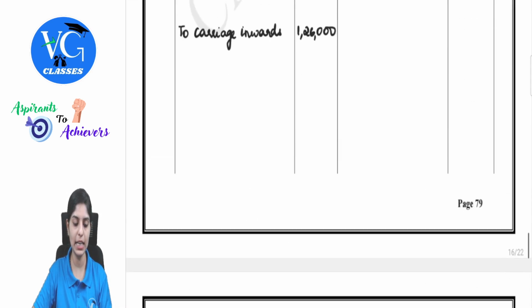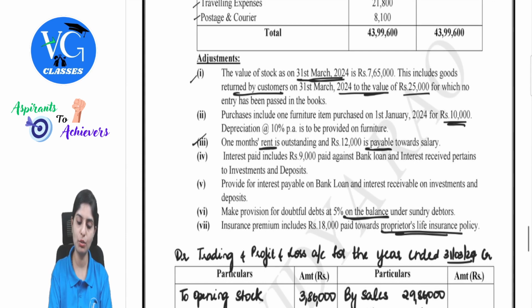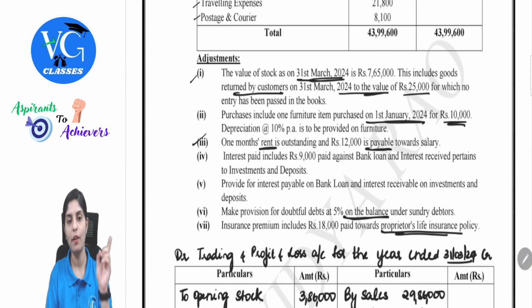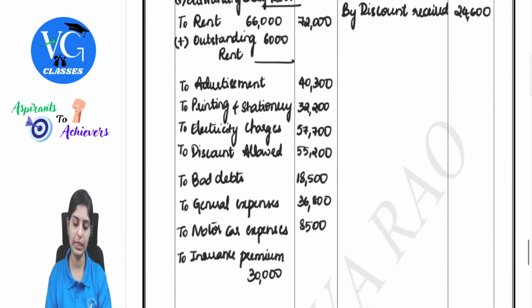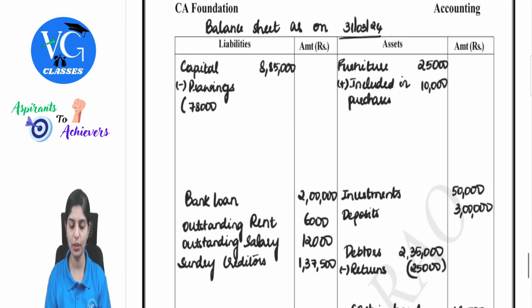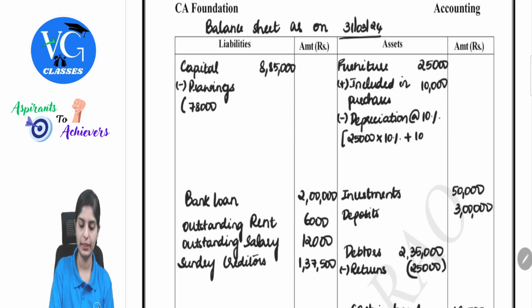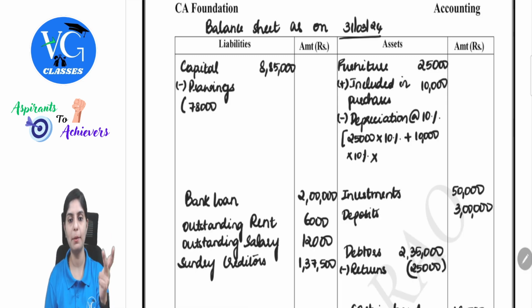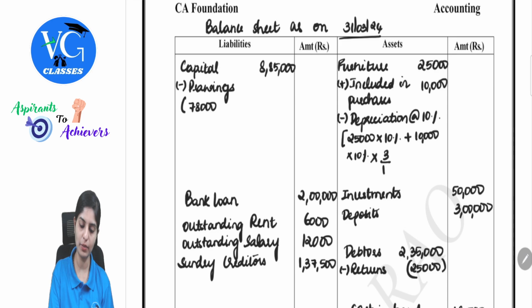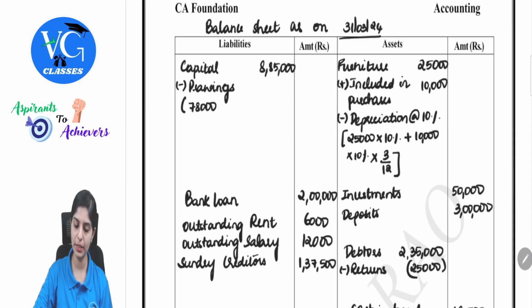Where is it given, ma'am? Observe in the same line. Purchases include one furniture purchased on 1st Jan. So, while you calculate the depreciation, you should be careful to take the proportion here. So, first on 25,000 for the whole year, depreciation at 10%. So, 25,000 into 10% plus 10,000 into 10%. How many months? Jan, Feb and March.